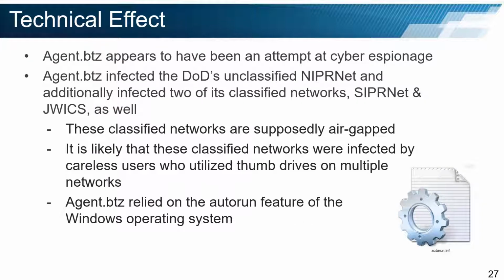Technical effect. Depending on whose analysis you rely on, Agent BTZ appears to have been either an attempt at cyber espionage or an example of poor cybersecurity practices leading to a malware infection on multiple networks. Agent BTZ infected the DoD's unclassified NIPRNet and additionally infected two of its classified networks, SIPRNet and JWICS. These classified networks are supposedly air-gapped, but it is likely that they were infected by a careless user who utilized thumb drives to move data across multiple networks, a practice which was against regulation and policy at this point in time. Agent BTZ relied on the auto-run feature of the Windows operating system. Another policy which would have prevented its spread would have been to simply disable the auto-run feature on the operating systems.